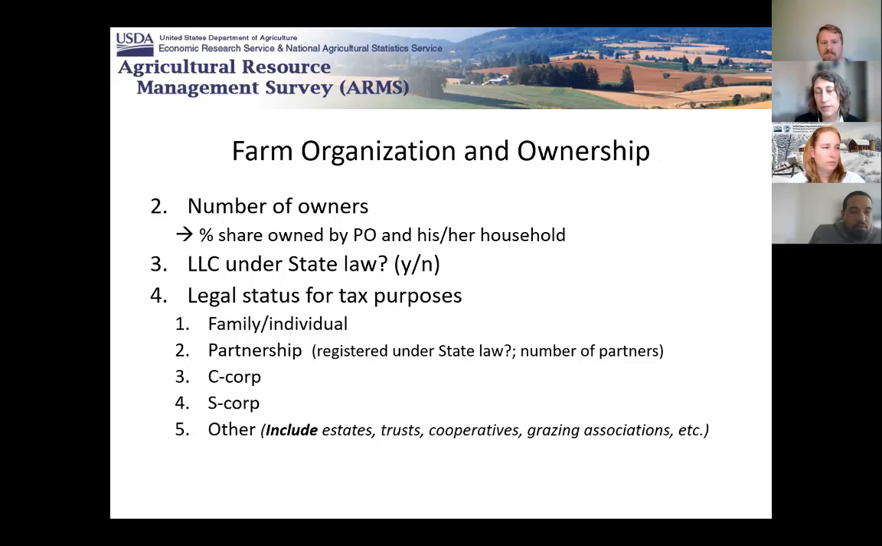The next part of Section L is farm organization and ownership. It goes through a lot of details about how many owners there are and what share is owned by the principal operator and his or her household.